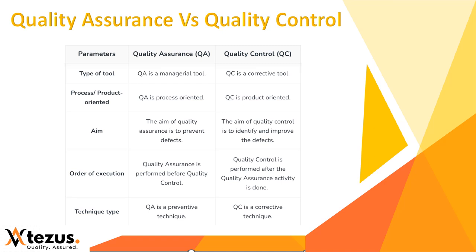Okay, to simplify this, technique types. QA is a preventive technique and QC is a corrective technique. As I said earlier, ముందే చెప్పినట్టు డిఫెక్ట్స్ రాకుండా ప్రివెంట్ చేయడానికి QA అనే ప్రాసెస్ QAని యూజ్ చేస్తాము. వచ్చిన డిఫెక్ట్స్ని ఐడెంటిఫై చేసి వాటిని కరెక్ట్ చేసుకోవడానికి QC అనేది యూజ్ చేస్తాం.